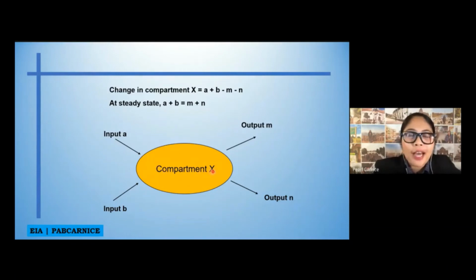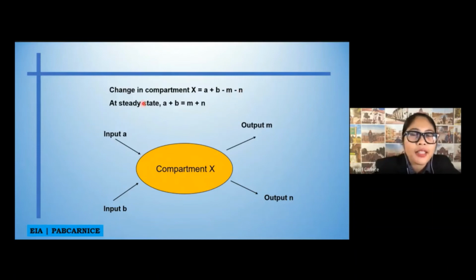If there will be an output N, and of course you will know the volume of your output N, then you can still calculate what will be the volume in your compartment X. The same also with your input B. If you know the exact amount of your input B, then you can also know the current volume of your compartment X. The same thing with your output M. So, for example, we have here the change in compartment X would be equal to A plus B minus output N and output M.